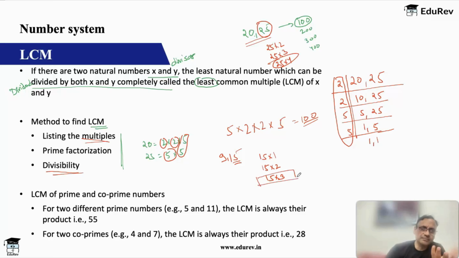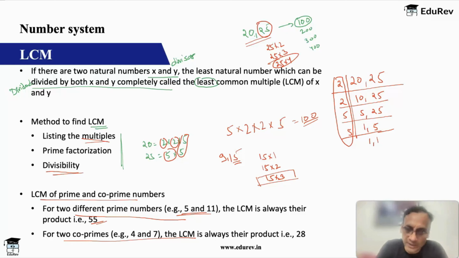So multiple is better, it's mental, you don't have to write anything and you can get the answer. Okay, then LCM of prime and co-prime numbers. For two different prime numbers, their LCM will always be their product, obviously because they don't have anything common, so the LCM is going to be the product. And for two co-primes, their LCM is always the product. So for prime numbers also the LCM is product, and for co-prime numbers also the LCM is product, because in either case they do not have any common factor.